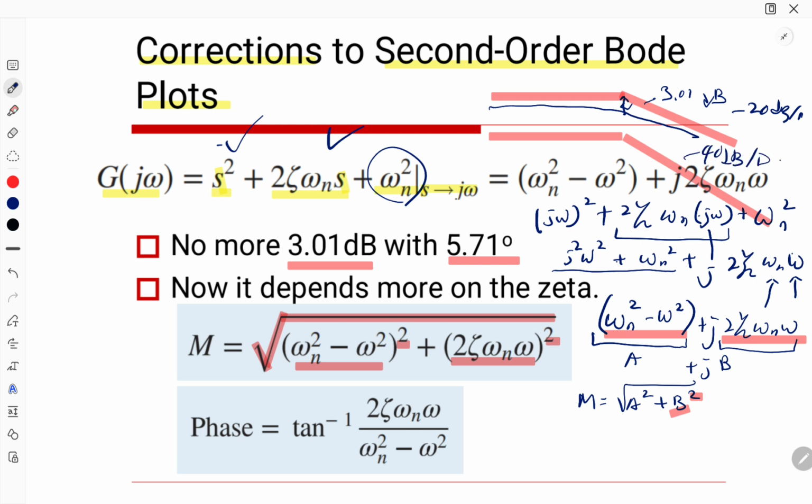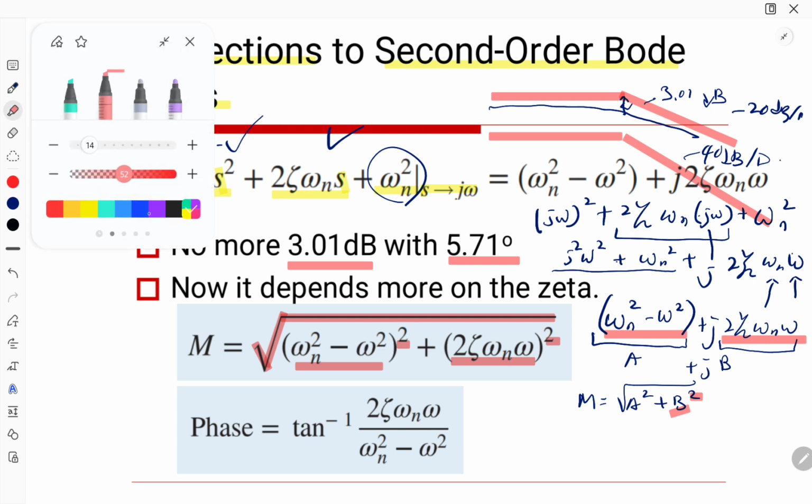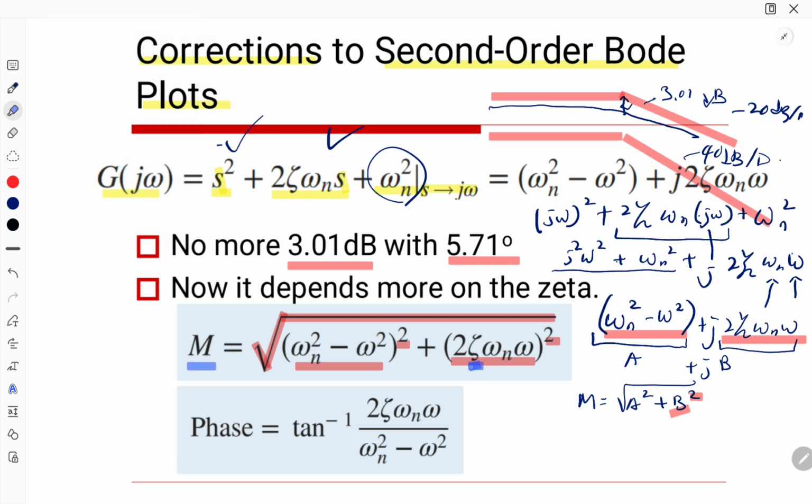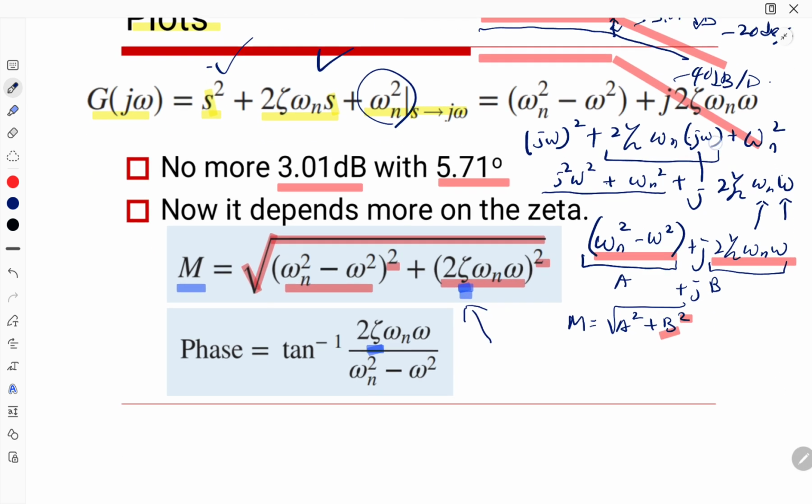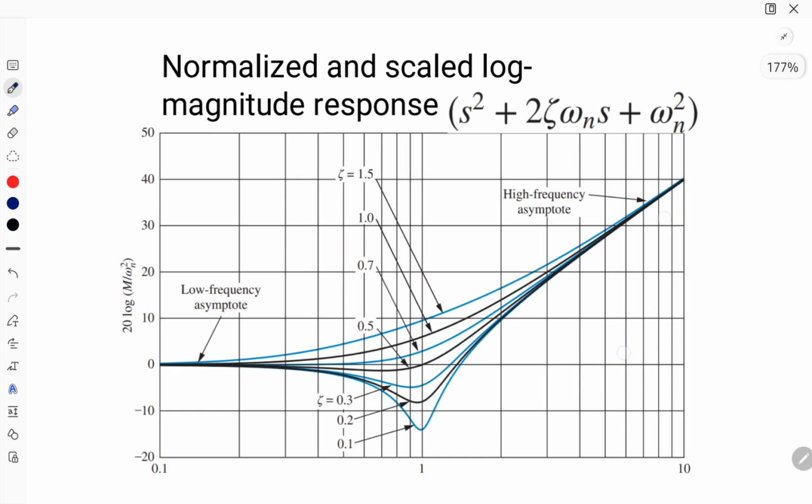But what you also need to notice is this portion, and I can emphasize that the magnitude depends on the value of zeta. What is the value of zeta? Zeta is your damping ratio. So second order equations and the Bode plot for it depend on this zeta value. So now again we have normalized and scaled. So it's at one frequency that's been normalized.